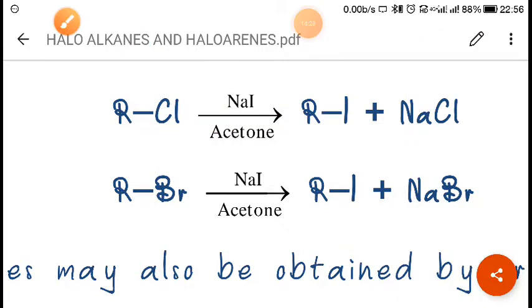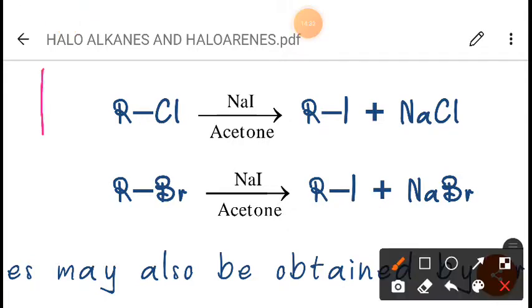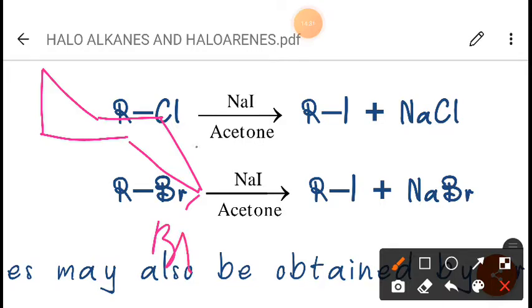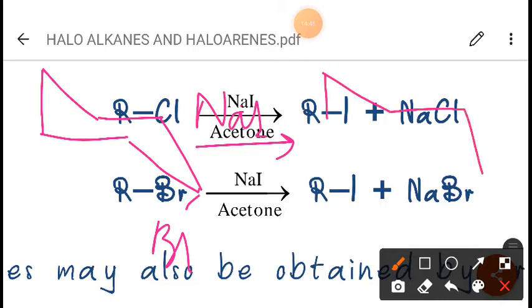Now I can give you one more example. Suppose we have like this, and here we have Br. So when we give here NaI, it will form like this, and here iodine will come.